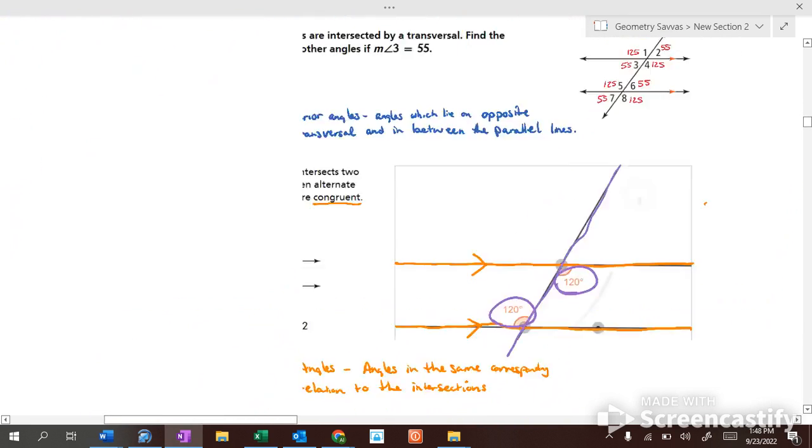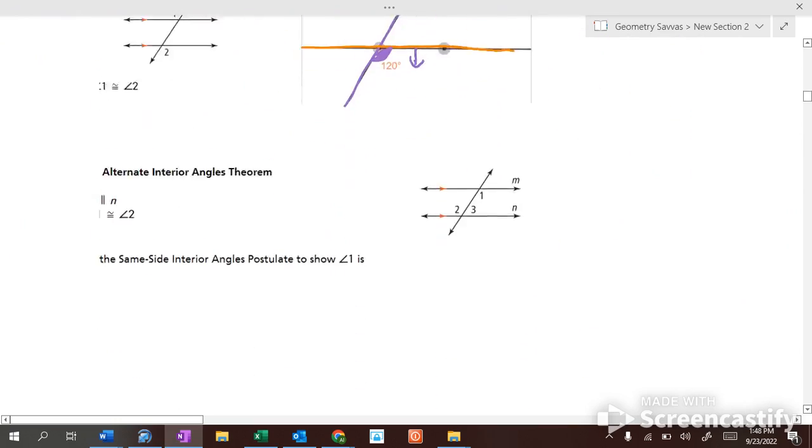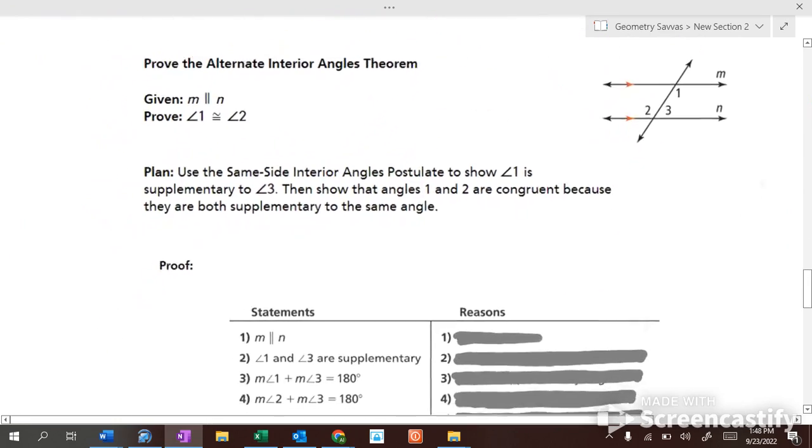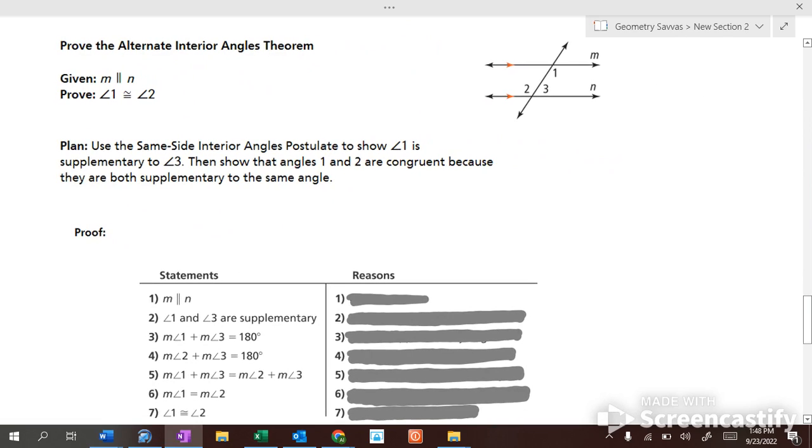All right. So we talked about all that stuff. Now we're to this one. Okay, a proof. If you know that the same side interior angles is a postulate, that's something we don't need to prove. Okay? Same side interior angles add up to 180 no matter what when you have parallel lines. Okay? So we can prove that these two are congruent. If we know 1 and 3 are supplementary, we can prove 1 and 2 congruent. How can we do that?